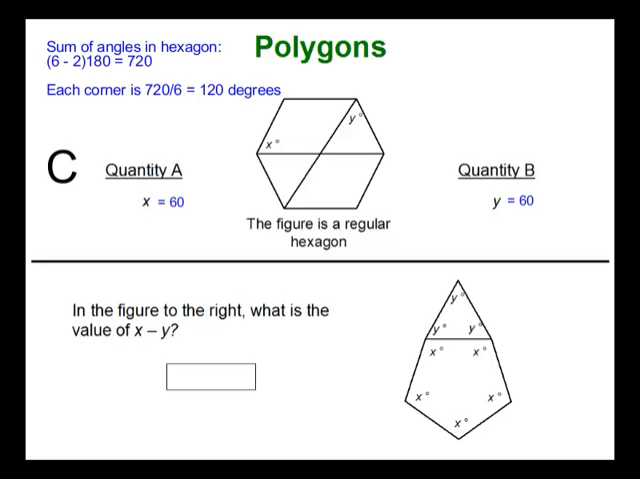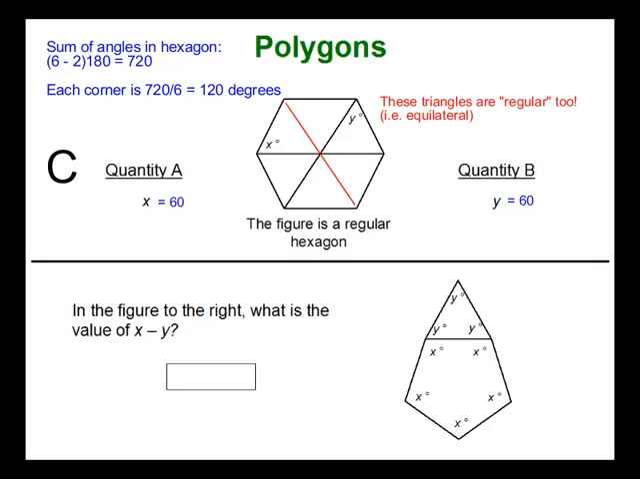So we know it's a hexagon, it's got 6 sides. Let's use our n minus 2 times 180 rule. And that means the sum of the angles in the hexagon is 720. So each regular corner in this hexagon, each angle, is going to be 120. And you could look at the picture and see that x and y are each half of one of those interior angles. They're both equal to 60. C's the answer.